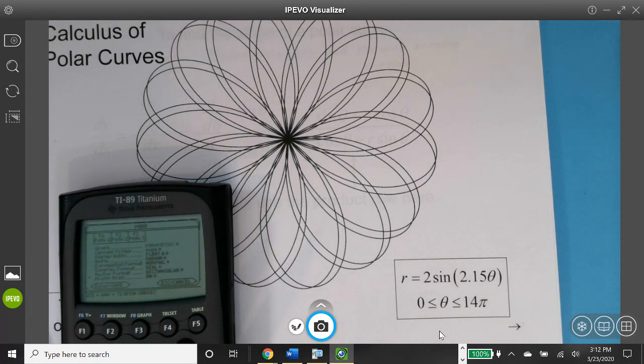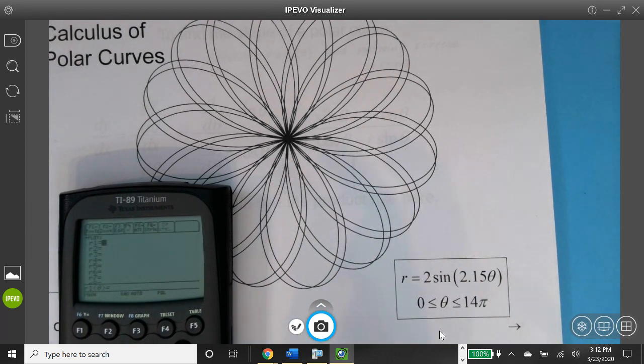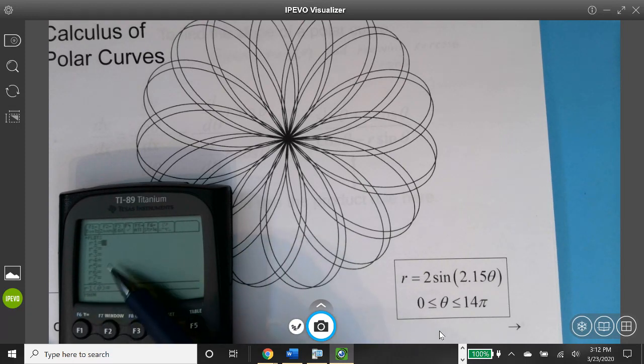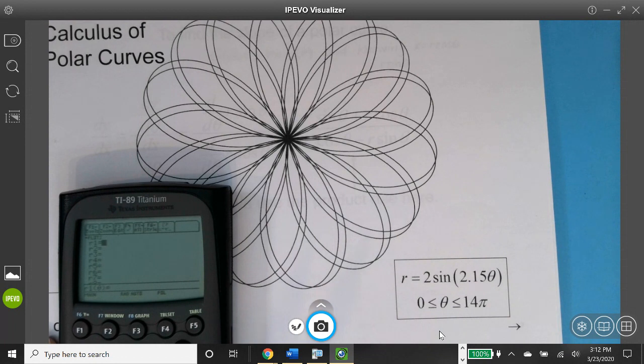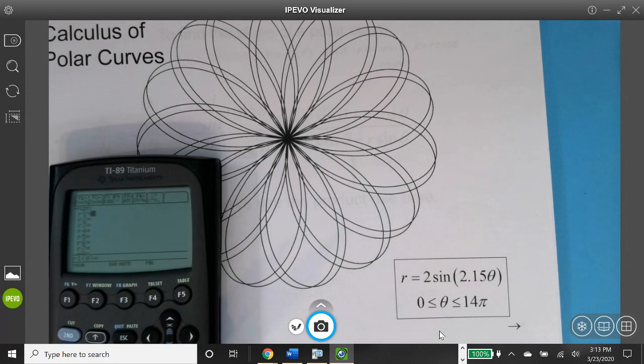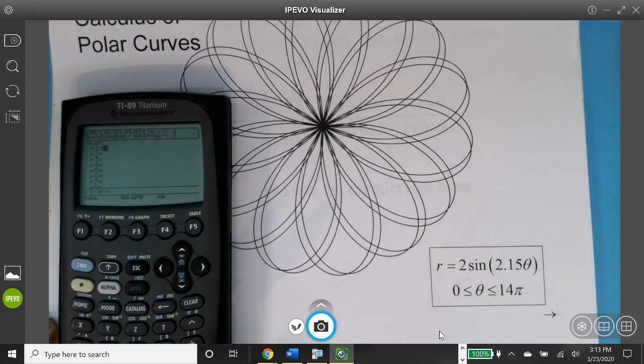We have to change our mode from parametric mode to, there we go, number 3, which is polar mode. I'm going to press enter. Okay, now we're in polar mode. We're going to go to y equals. It really shouldn't be y equals, right? It should be r equals. But anyway, you notice that now we have r. And so when I type in r, let's see what happens.